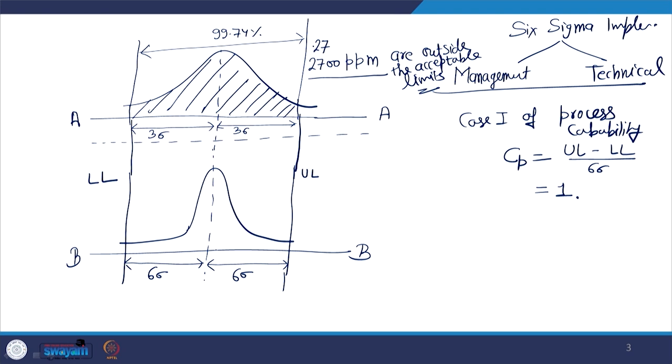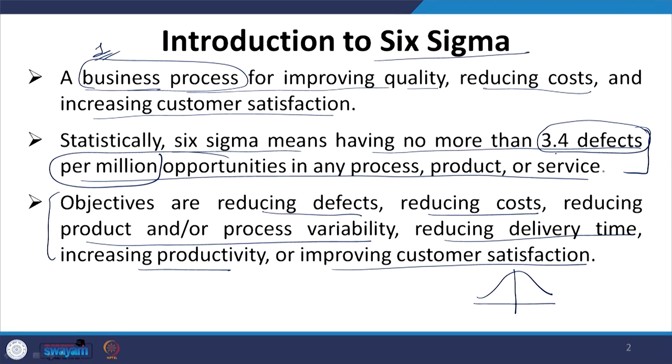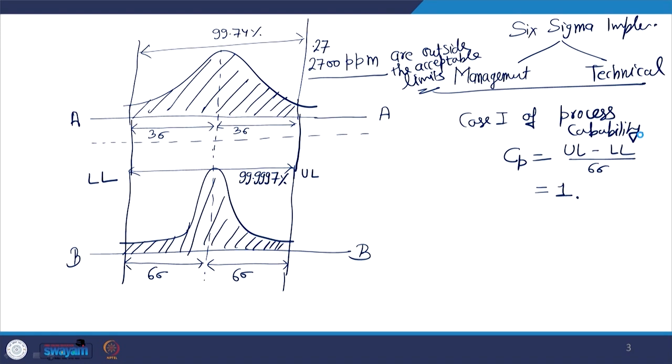And in this particular case, the total area under this curve is 99.9997%. And therefore, we have already discussed that you will get only 3.4 defects per million. So only 3.4 parts per million are defective, or you can also translate this into a more useful number, that is 2 parts per billion are defective in case of a 6 sigma activity.